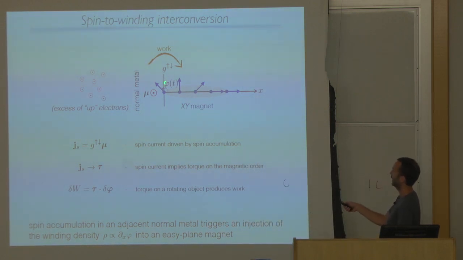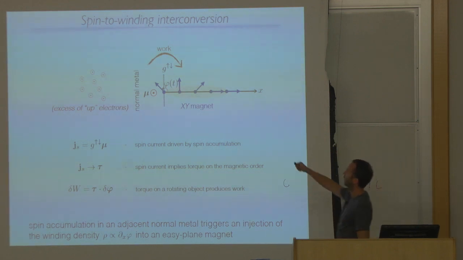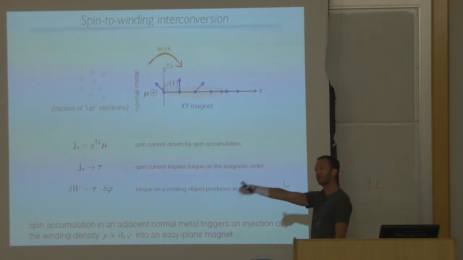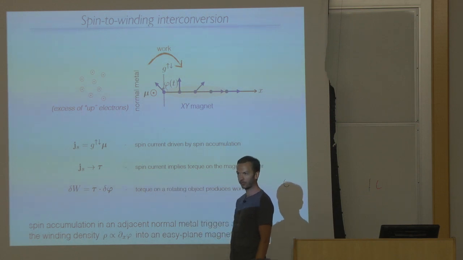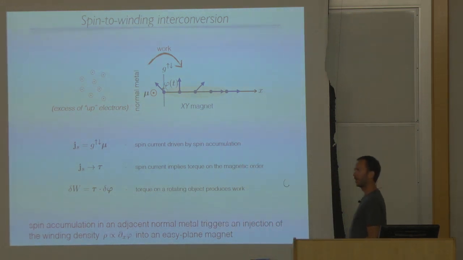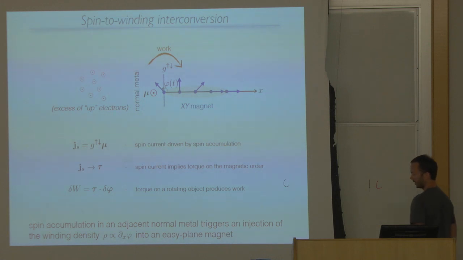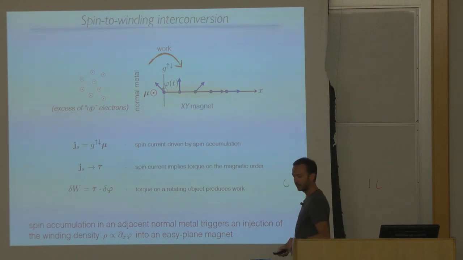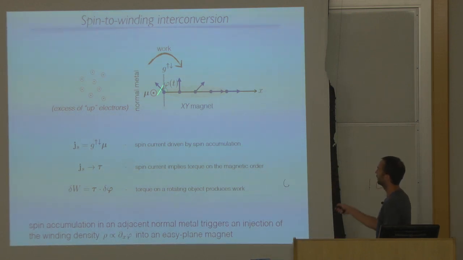In a very special case, if the system is axially symmetric around the z-axis coming out of the plane, I could also formulate the same story in terms of spin flow and spin torque, because spin would be a conserved quantity. Generally, spin is not a conserved quantity. The winding is, however, in general, irrespective of energetics or whatever happens with this magnetization to the right, subject, of course, to neglecting phase slip processes. So that is the bottom line: out of equilibrium spin accumulation here in, let's say, an adjacent metal, triggers an injection of the winding density into an easy plane magnet.